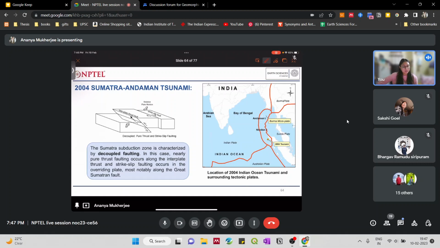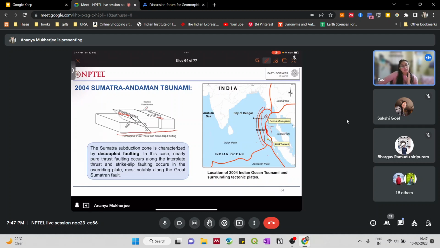Okay, so that happened because of the interaction between the Australian plate, the Indian plate, the Sunda plate, and also the smaller Burma microplate. Over here this is a simplistic diagram. You can see that this is an interplate thrust fault. This interplate thrust fault was coupled together with a transform plate boundary. Okay, this is the transform plate boundary, and this one was where your interplate thrusting happened.